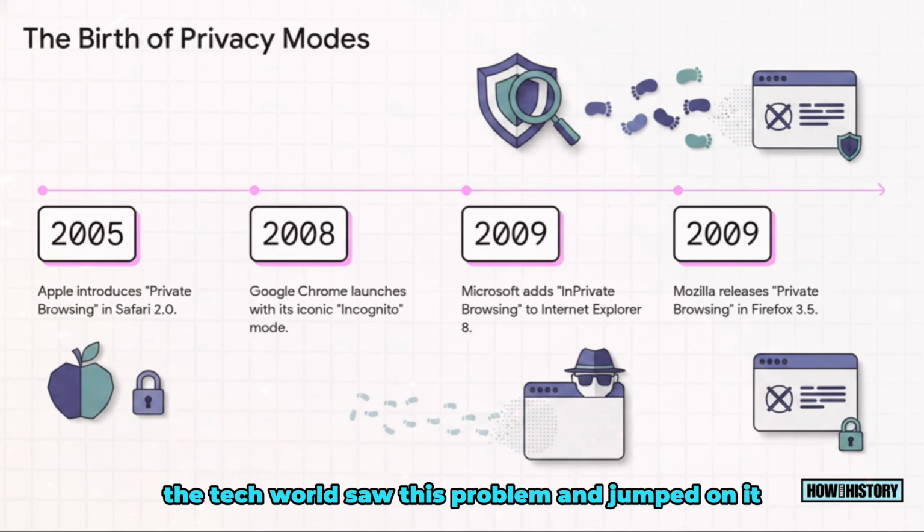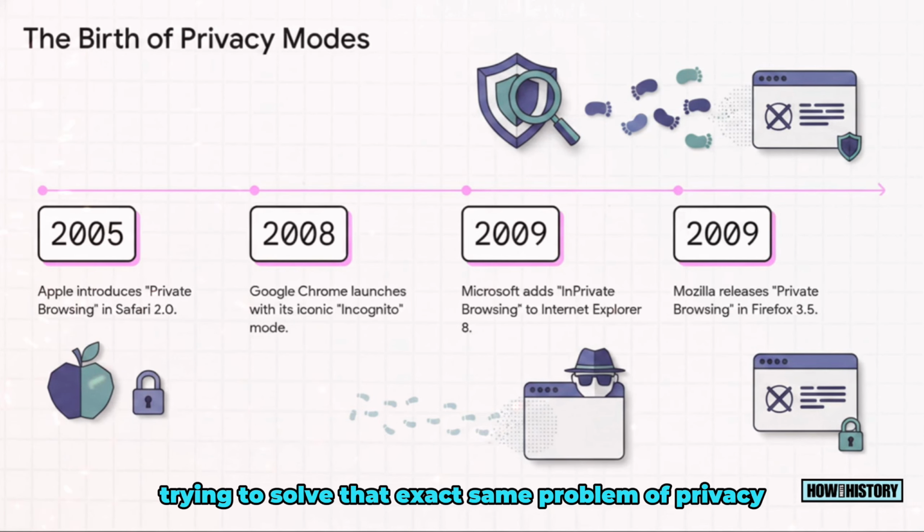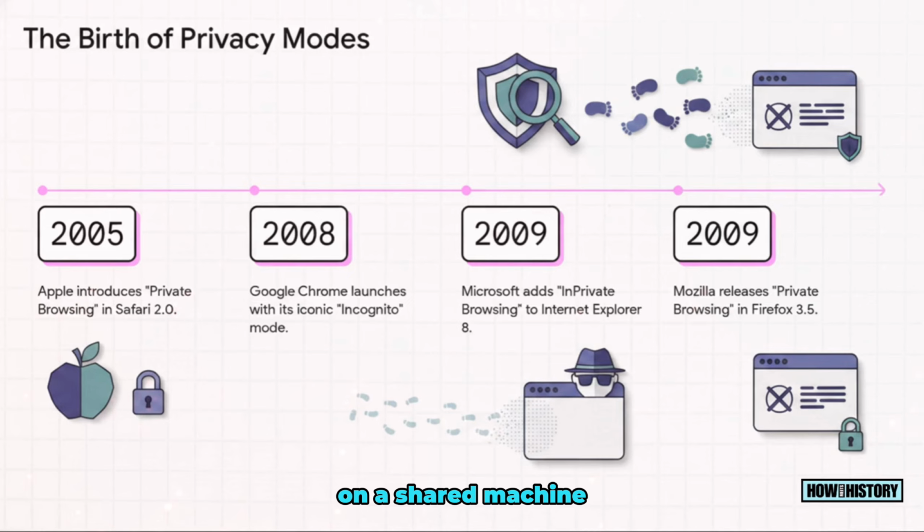Naturally, the tech world saw this problem and jumped on it. Apple was actually first to the party way back in 2005 with private browsing, but it was really Google in 2008 that made the idea famous with that incognito brand we all know. And pretty soon after that, as you can see, everybody else, Microsoft, Mozilla, they all followed suit, trying to solve that exact same problem of privacy on a shared machine.